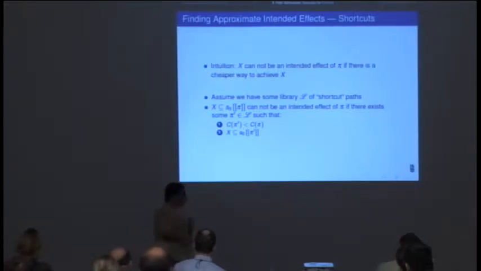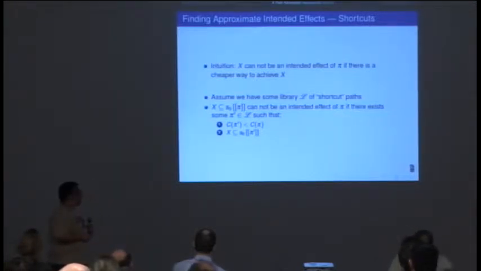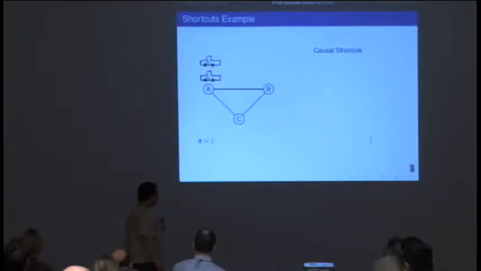All right, so assume we have some library of shortcut paths. Then X cannot be an intended effect of pi if we have some shortcut in our library that's cheaper than pi and achieves X. All right, so that's the intuition I was just telling you about. So let's look at this example, and I'm also going to show you what we call the causal structure. Okay, this is nothing new. It's basically the actions and their causal links.